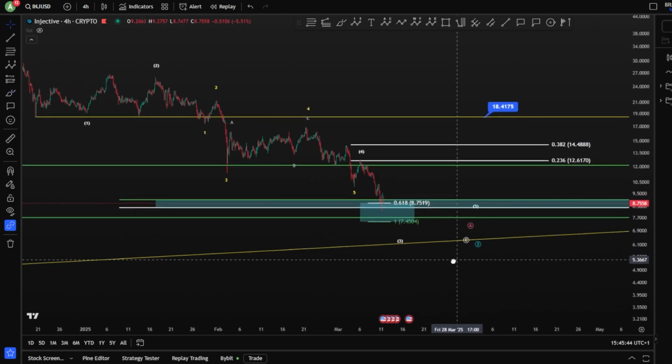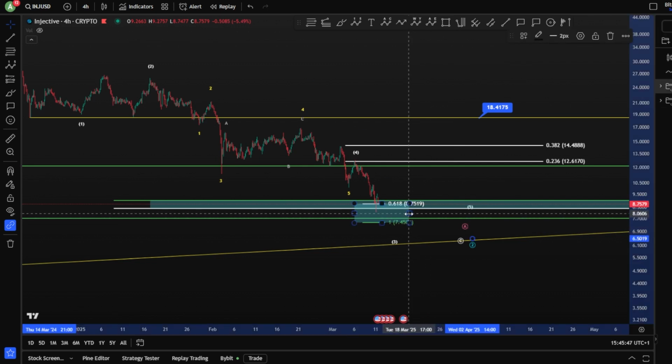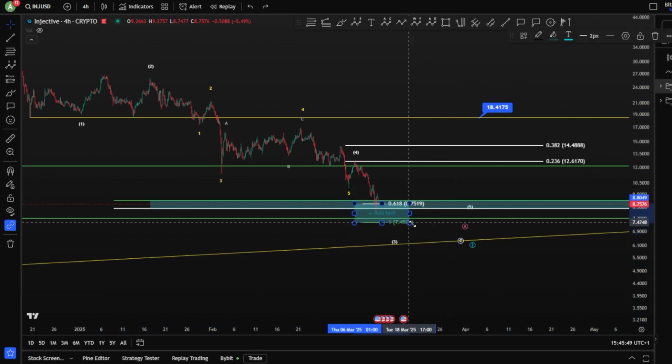So I would suggest, okay, let's wait for this blue box, of course, which is already in confluence, right, with the targets. Let's see what's gonna happen, but yeah, potentially the opportunity, it is there.